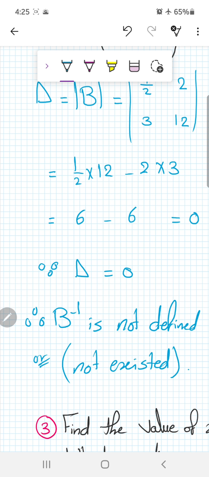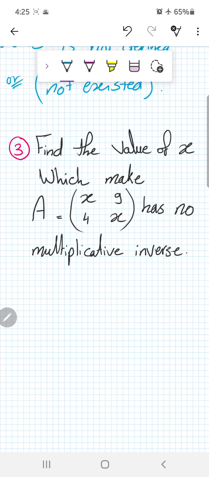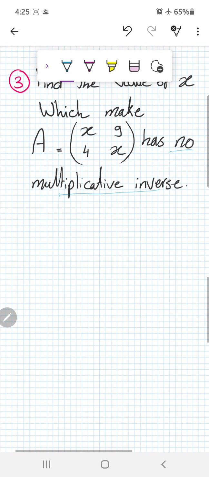Why? Because delta equals 0. Okay? We have another example. Find the value of x which makes the matrix [x 9; 4 x] have no multiplicative inverse. What's the meaning of having no multiplicative inverse? It means, as in the previous example, that delta here equals 0.